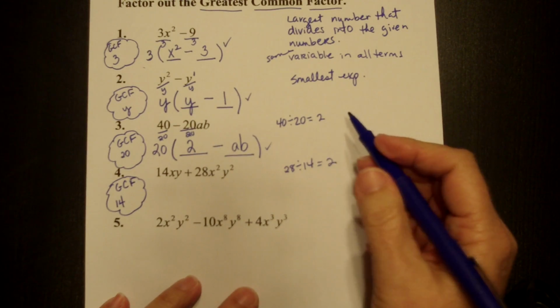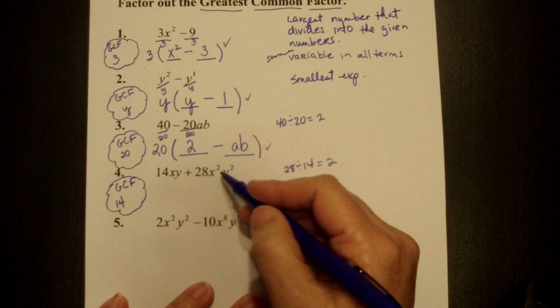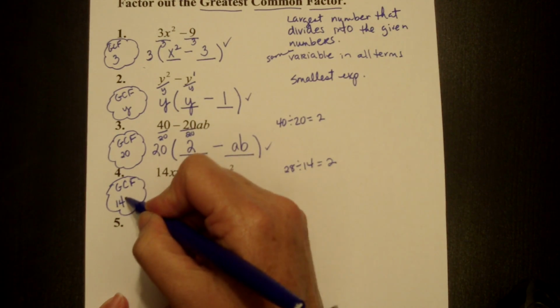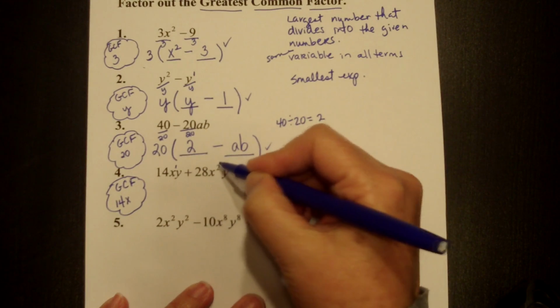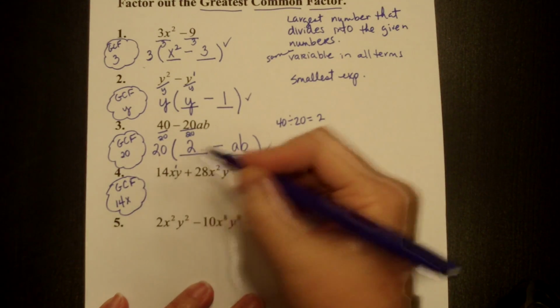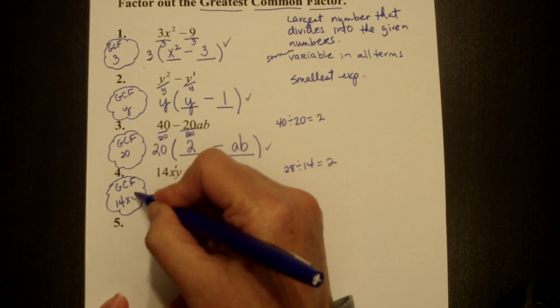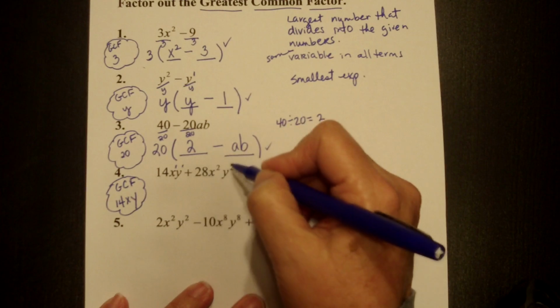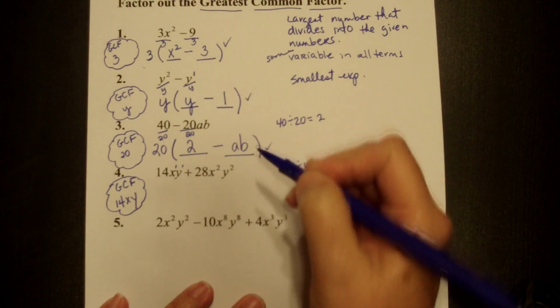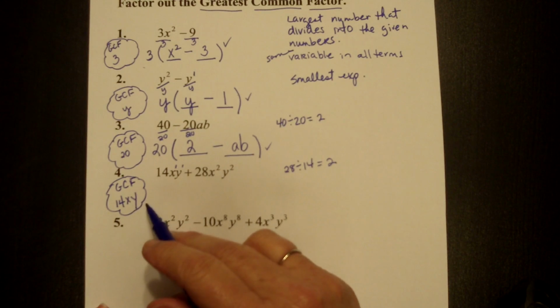All right, then I'm going to look to see if there's an X in both. Okay, there is an X in both. So I'm going to write an X. Well, what's the smallest exponent? I have a 1 here and a 2 here, so I know it's X to the first. Is there a Y in both? Yes, there's a Y in both. What's the smallest exponent? I have a 1 here and a 2 here, so it's a 1. So my greatest common factor for this problem is 14xy.